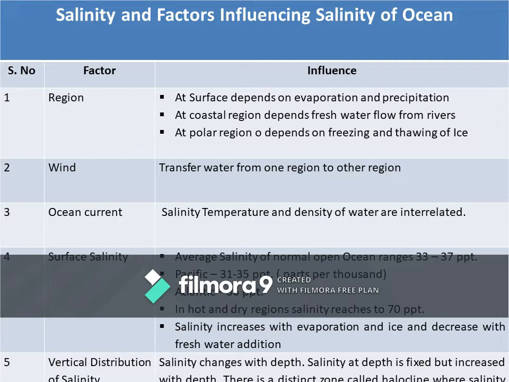The salinity of normal open ocean ranges between 33 to 37 ppt. In Pacific Ocean, it is 35 to 31 ppt, and the average salinity of Atlantic Ocean is 36 ppt. Salinity also changes with depth. Change depends on the location of the sea. Salinity at the surface is increased by the loss of water or ice or evaporation, or decreased by the input of fresh water. Salinity at a depth is very much fixed.